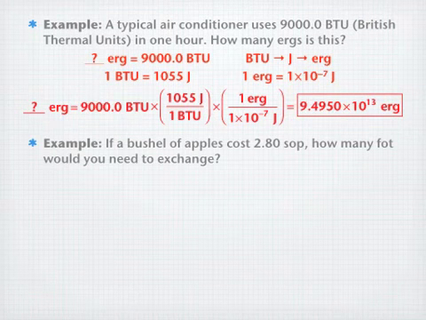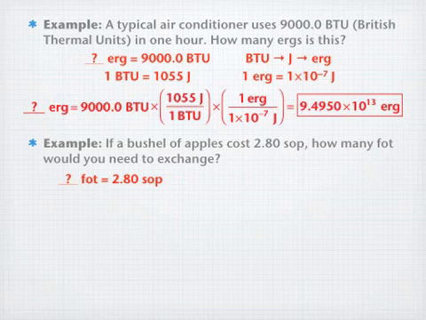Next example. Suppose you had a bushel of apples and it cost you 2.80 sops. Obviously, there's no real unit of sops. This is some funky made-up units. If you only had fots, how many fots would you need to exchange to get 2.80 sops? So let's see what kind of conversions we need. We need to get from fots to sops. Again, there's no direct conversion from fots to sops.